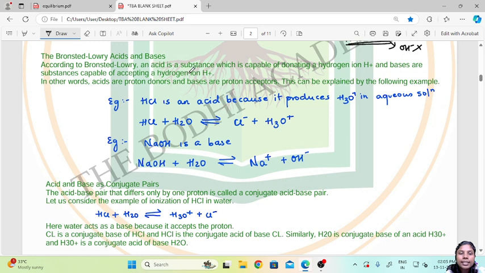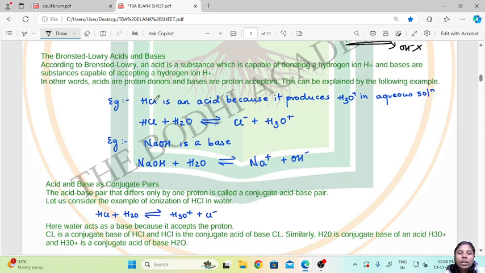Now in this, they said that an acid is a substance which is capable of donating a hydrogen ion, or the H plus, and bases are able to accept that hydrogen ion. So if it is an acid, it will give away one of its hydrogen ions, that is, it will give away its H plus ions. And if it is a base, then it is capable of accepting a hydrogen ion, that is the H plus ion. So in other words, acids are the proton donors, as they are giving a hydrogen, and bases accept them, so they become the proton acceptors.